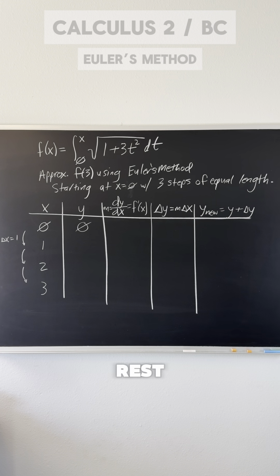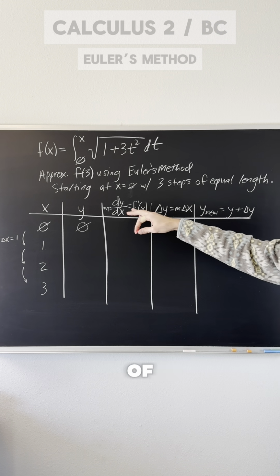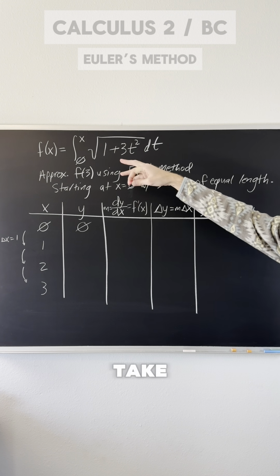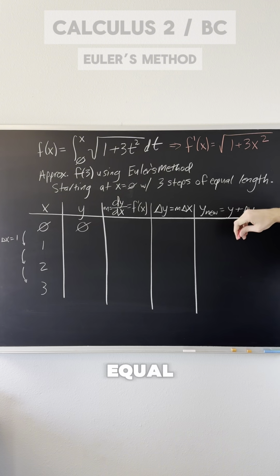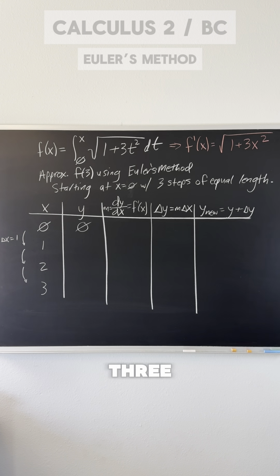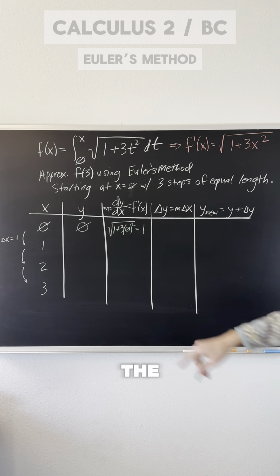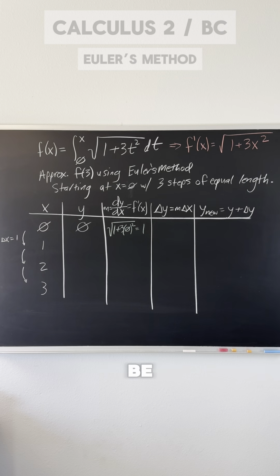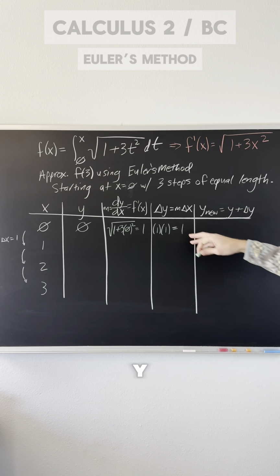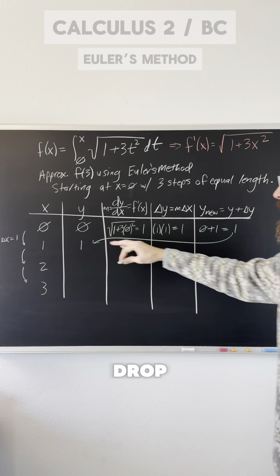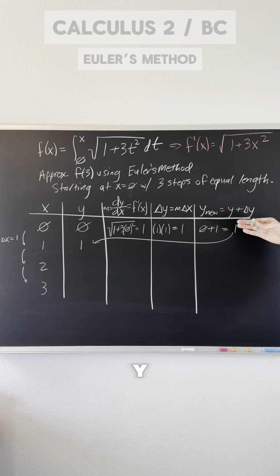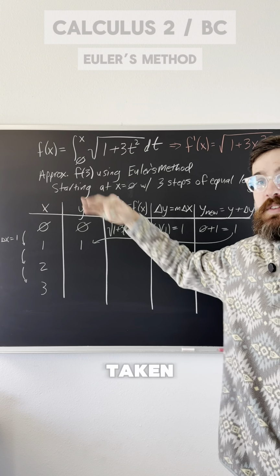From here, we fill out the rest of the columns. Note that to get the values of column 3, we need to take the derivative of our original function. Using the fundamental theorem, f prime would just be equal to the square root of 1 plus 3x squared. Therefore, at the point (0, 0), our slope would be equal to 1, our change in y would be equal to 1, and our new y value would be equal to 1, which we go ahead and drop down here because that would be the y value that we're predicting after we've taken one step.